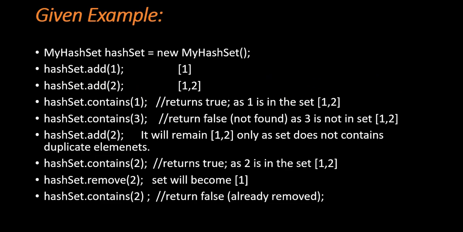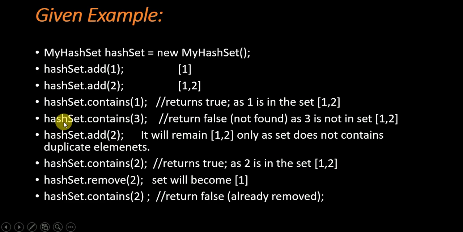So in the example given, we have first hash set dot add 1. This line simply means we are adding 1 into our set, so it becomes 1. Then we are adding hash set dot add 2. In this line we are adding 2 into our set, then it becomes 1 comma 2. Hash set dot contains 1 returns true as 1 is in the set 1 comma 2. It has written true because this line checks whether the set contains 1 or not.